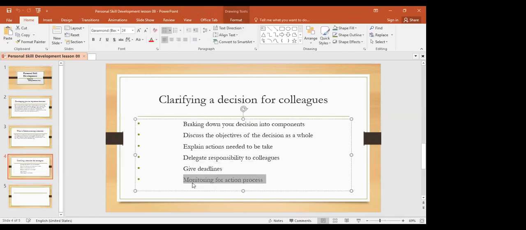Yaar mainly apdi paakradhu, monitoring for action process. Coordinators, right? Yes or no? Yes. Coordinators used to see supervisors.